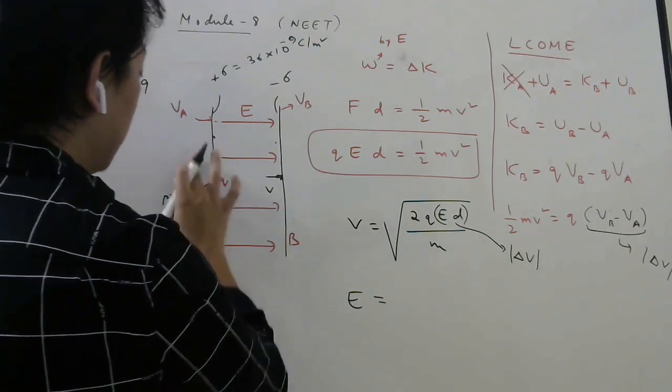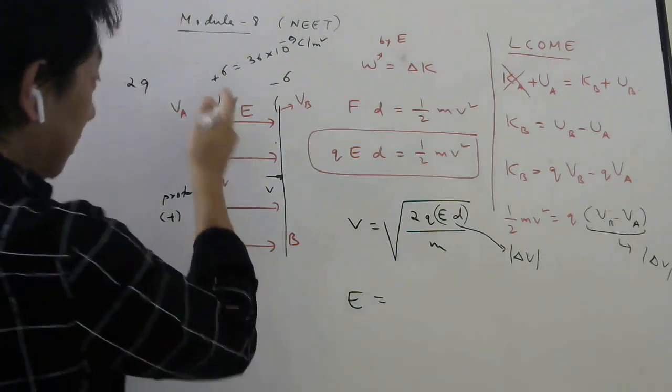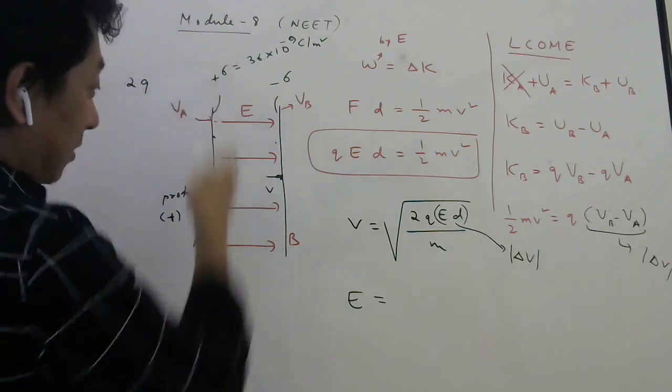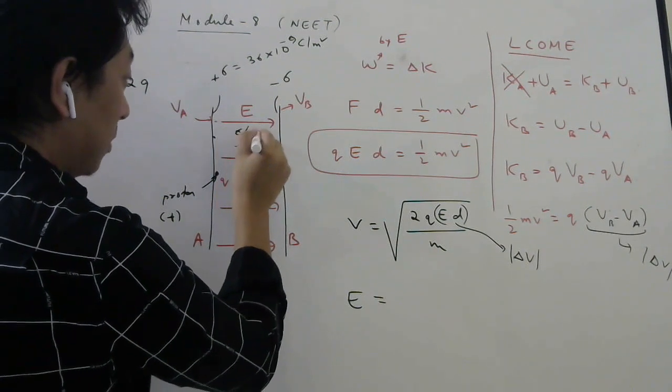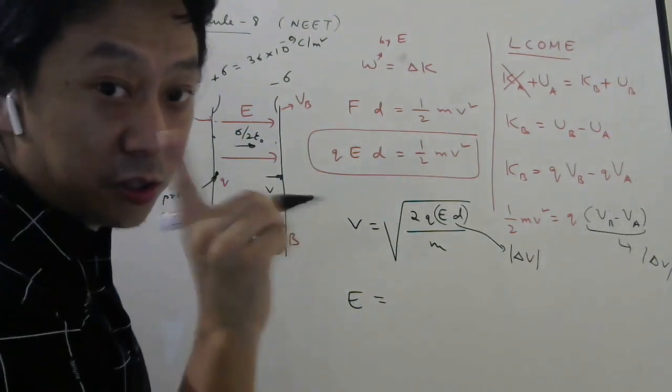So forget about this concept. Now look here, the electric field due to this sheet of charge will be away on this side. How much will it be? Sigma by 2 epsilon naught, right? Due to the sheet of charge.